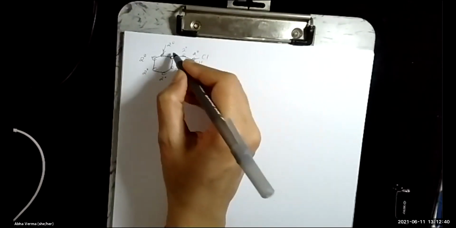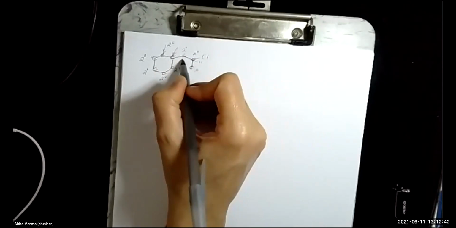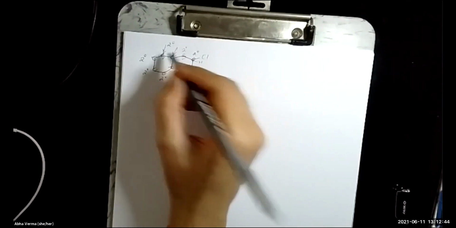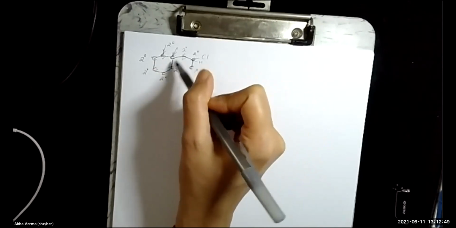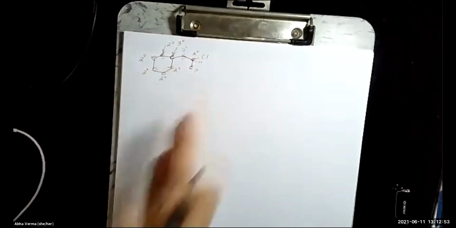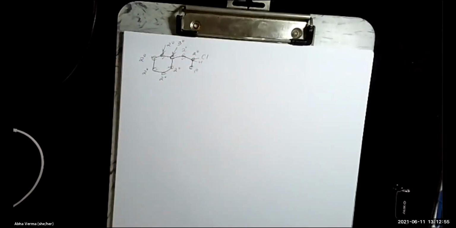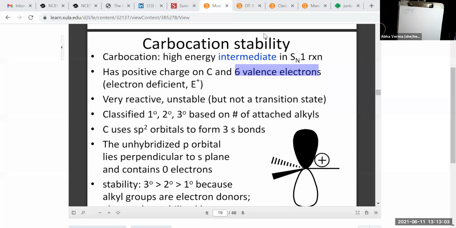This carbon right here? Tertiary. Yes, very good, Sammy. This carbon is attached to 3 other carbons and hence labeled or classified as a tertiary carbon. So this is the exact same classification that we are going to use for carbocations. Okay.